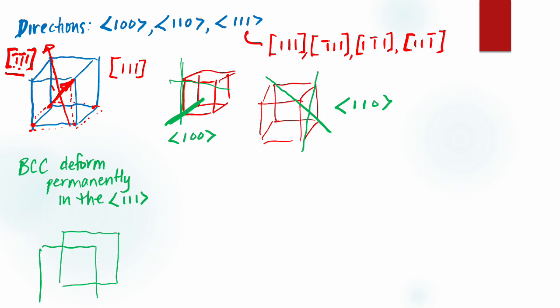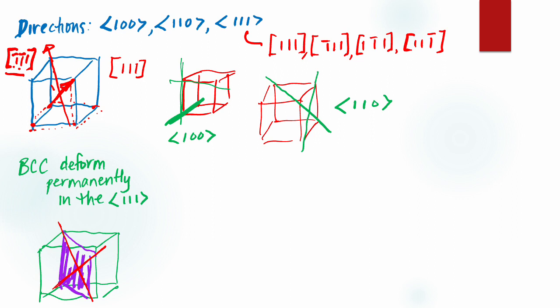So deformation in BCC metals, okay, there we go, happens on planes like this one, in directions like that.